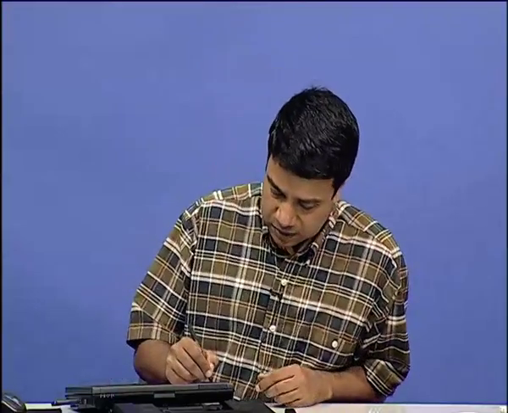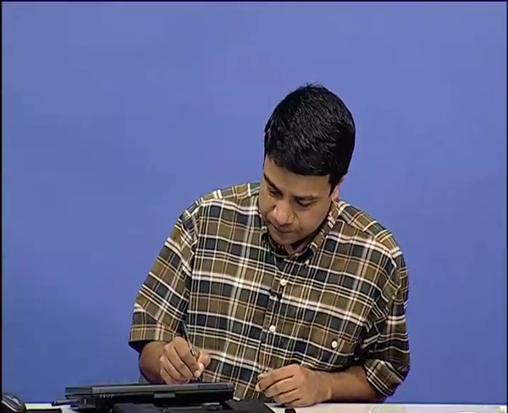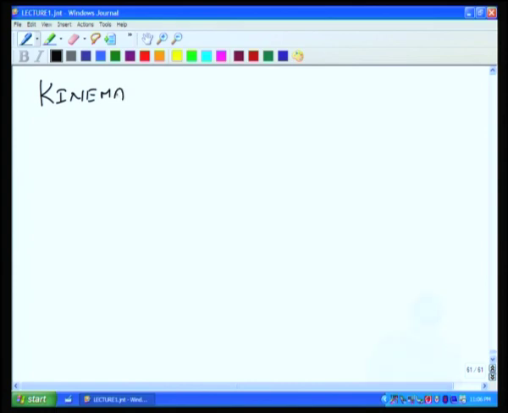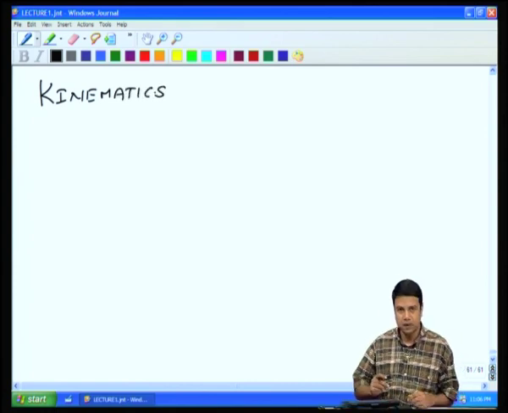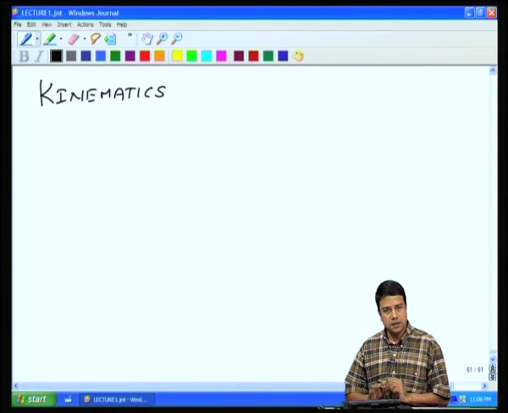So, this is lecture 8 of the course on fundamentals of transport processes. Welcome to you all, and we will continue what we were doing in the previous lecture, that is on kinematics. This is the description of fluid flow without reference to the forces that are acting on the fluid.